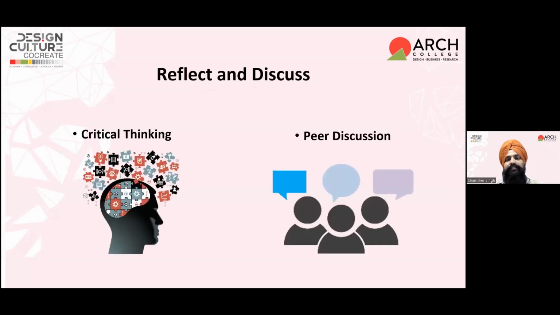Next is reflection and discussion. Now you can see that whenever we take on any such endeavor and try to connect dots, we have a lot of information. Until and unless we connect the pieces together, it's raw information, right? You cannot make anything useful out of it. For that, you have to apply critical thinking and then bring the pieces together and make a picture out of it, right?